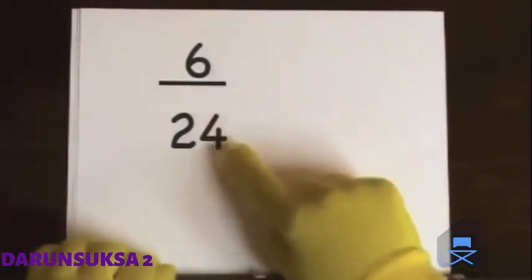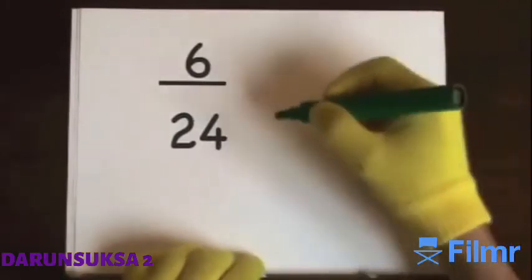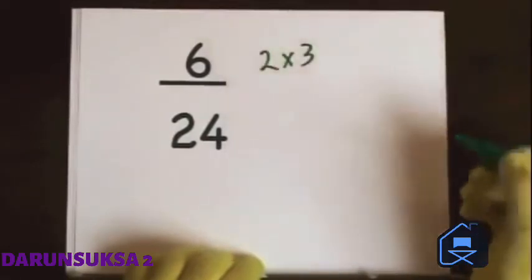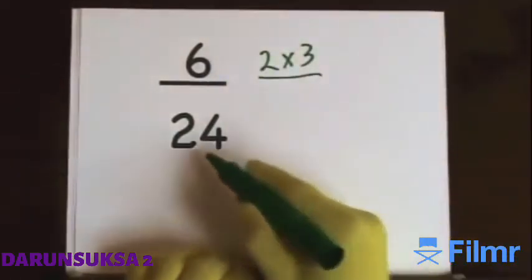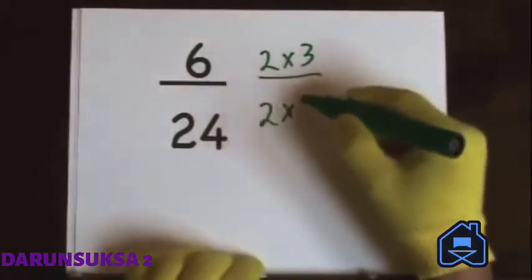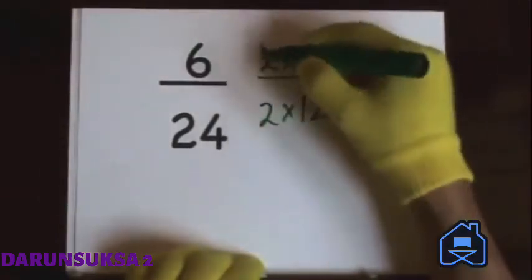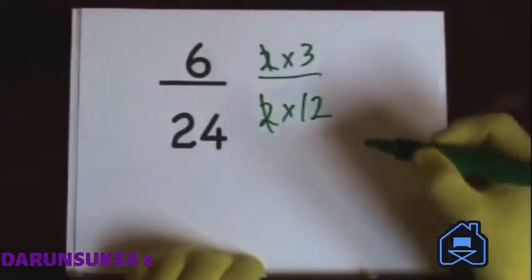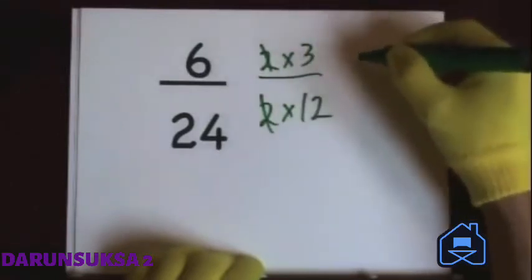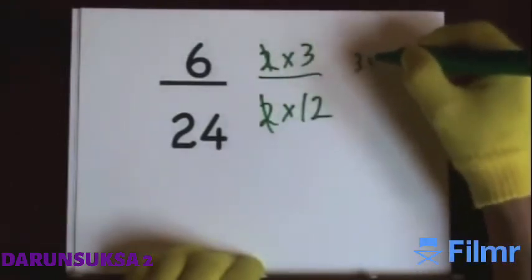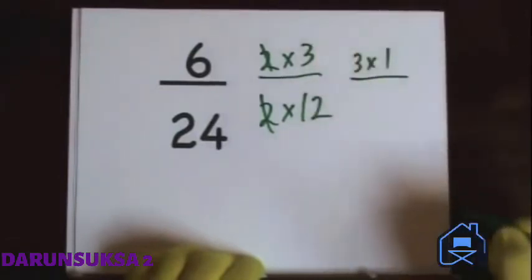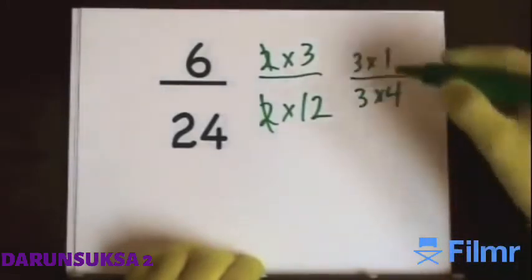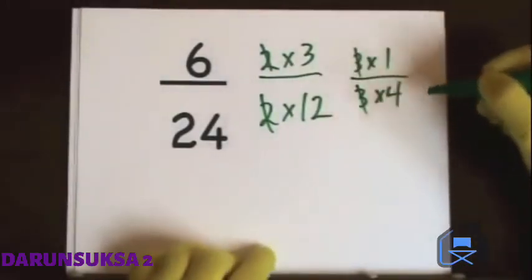Next up, 6/24. Think of some factors of 6, like 2 times 3. And we'll think of 24 as 2 times 12. Cross out the like factors, and then you realize that they still share a factor, so 3 can be thought of as 3 times 1, and 12 can be thought of as 3 times 4. Cross out the like factors, and you're left with 1/4.